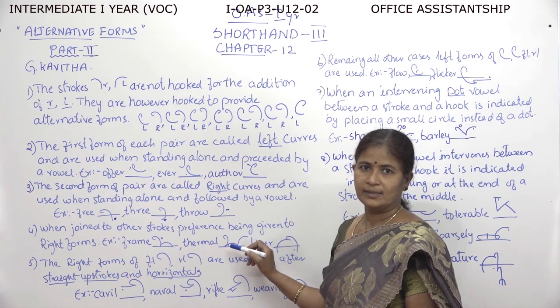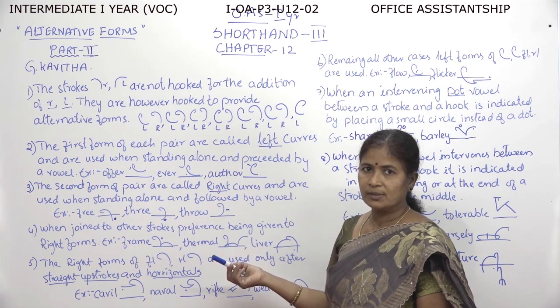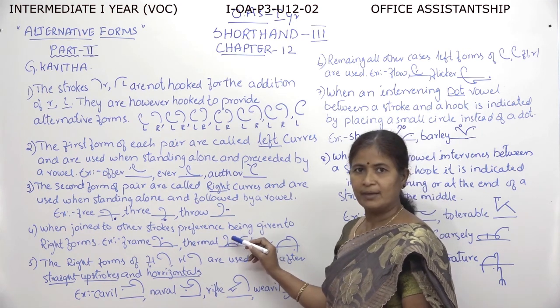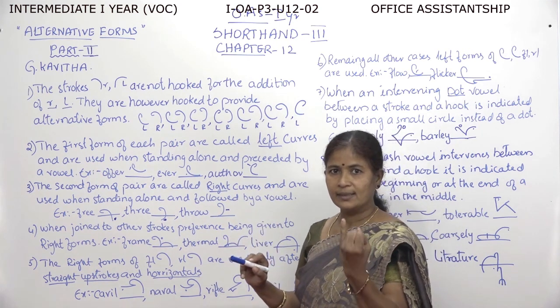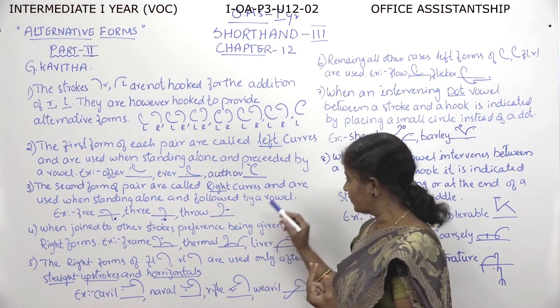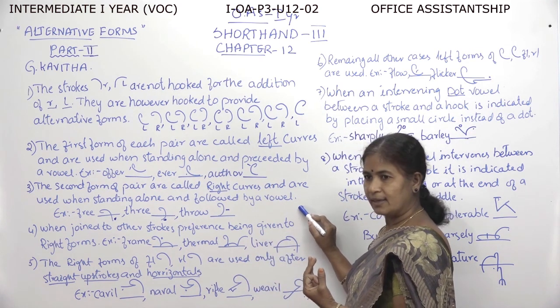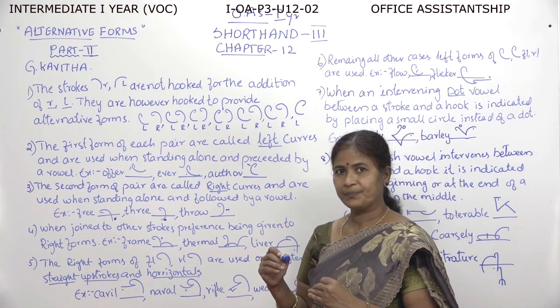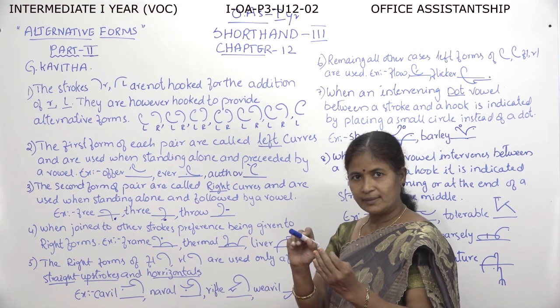Thermal. Now which form do we use? Try both the forms, left form and right form. Thermal. How many strokes do you hear? Ther, M and L. Now try left form and see. How do you write? Ther, M and L. Okay, right form and see. Right form of ther, M and L.